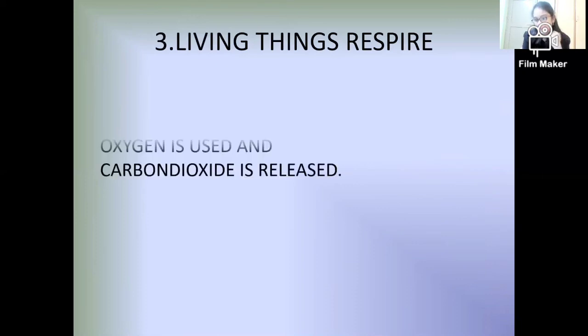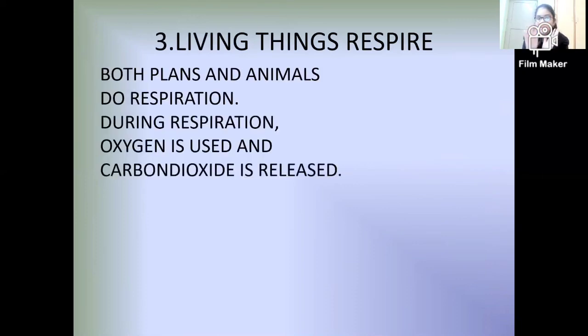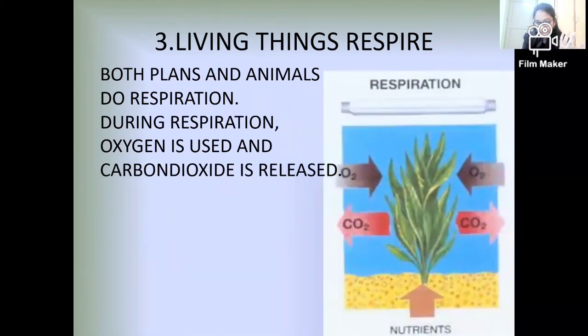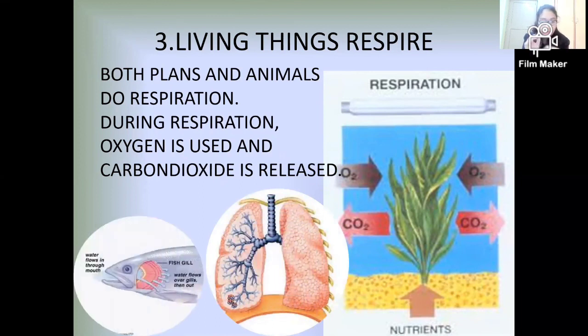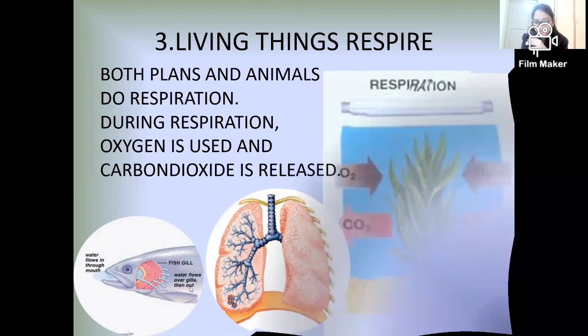Next, the third one: living things respire. Both plants and animals do respiration. During respiration, oxygen is used and carbon dioxide is released. So O2 is coming in and CO2 is going out. That's a lung. And that's actually fish gills. How do fish take this in? Water flows in through the mouth, flows over the gills, then out.